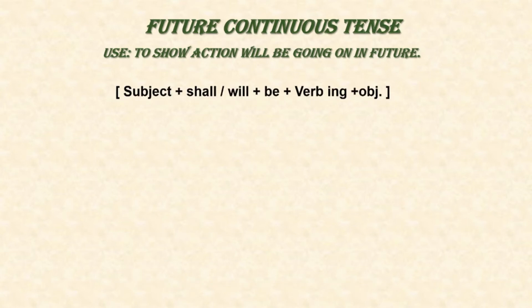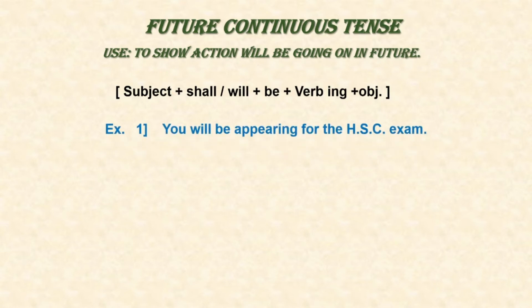Next, we have future continuous tense. When to use it? To show action will be going on in future. Formula: subject, shall/will be, verb-ing and object. Look at the example. You will be appearing for the SSC exam. You, subject, will be and appearing, V-ing.